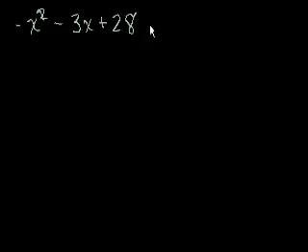Let's say I had minus x squared minus 3x plus 28, let me say, is greater than 0. Well, I want to get rid of this negative sign in front of the x squared. I just don't like it there because it makes it a little more confusing to factor. So I'm going to multiply everything by negative 1.